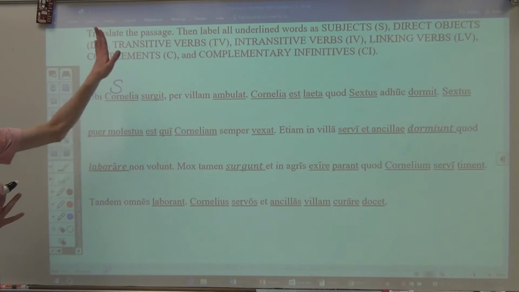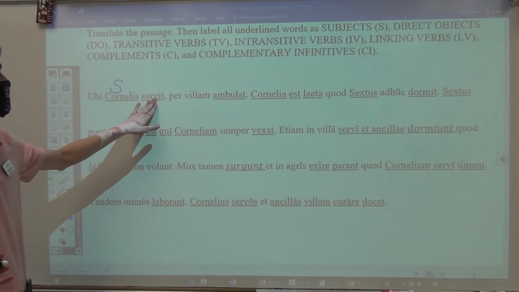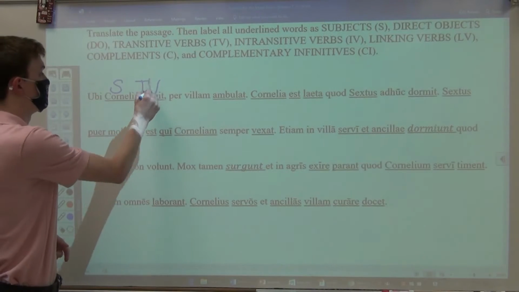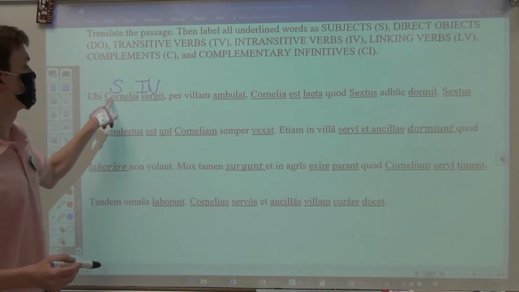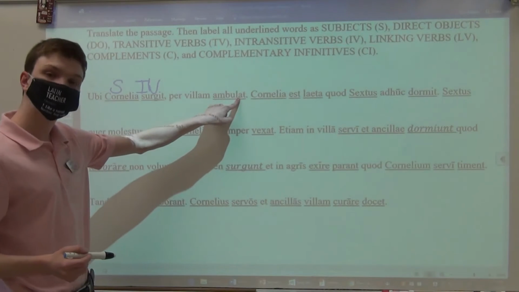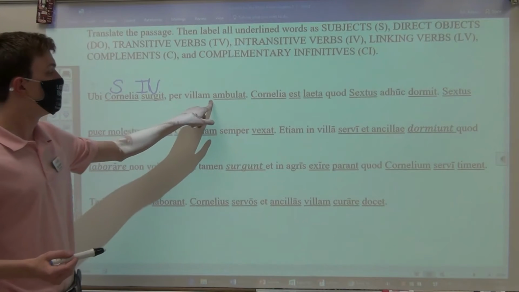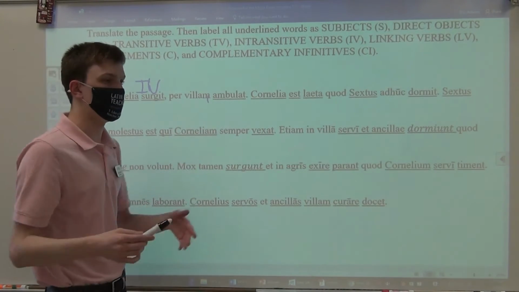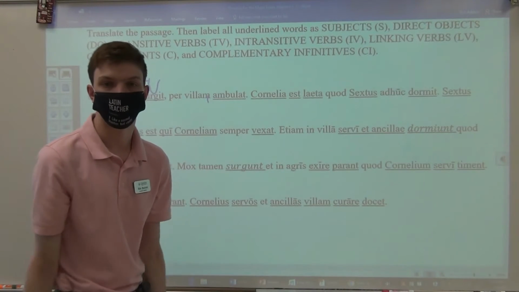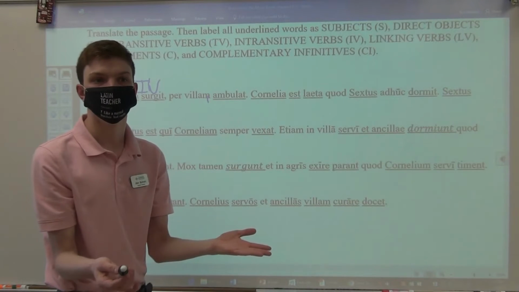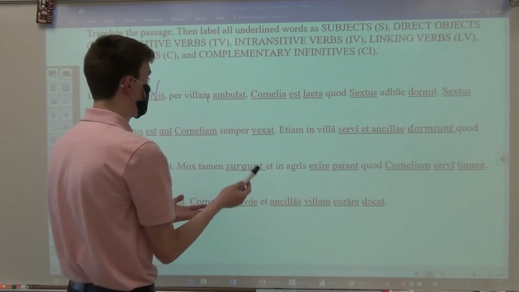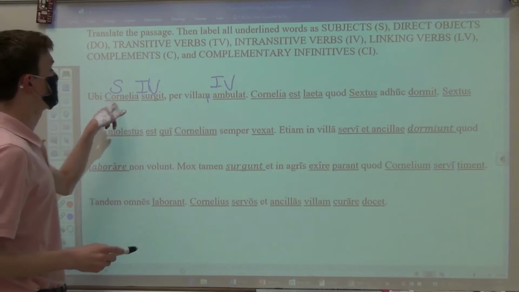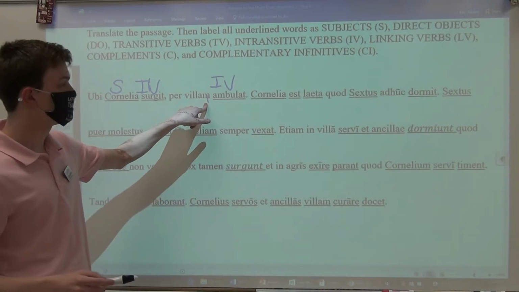So, Cornelia gets up, she rises. This does not take a direct object, so this is going to be an intransitive verb. When Cornelia rises, Cornelia is going to be used as the subject in this sentence. Cornelia walks through the country house. Walking does not take a direct object, because you can't walk a desk. You can't walk a pumpkin. You can walk with someone, but you can't walk this marker or this pen. So this is going to be an intransitive verb. So, when Cornelia gets up, she walks through the country house.